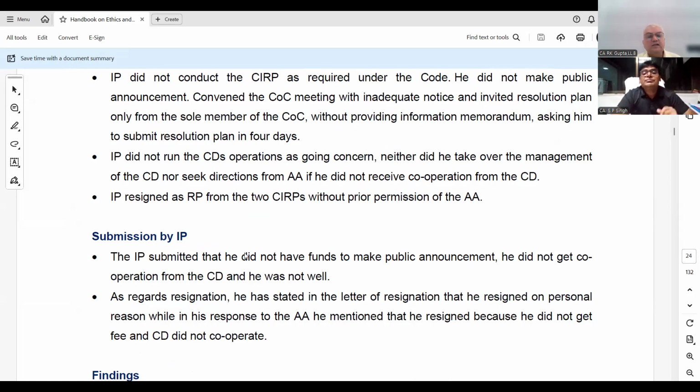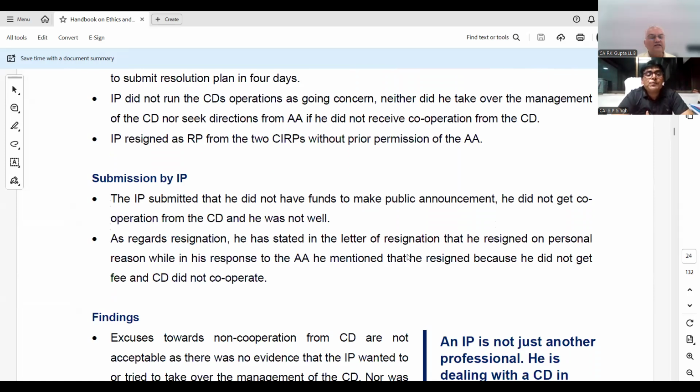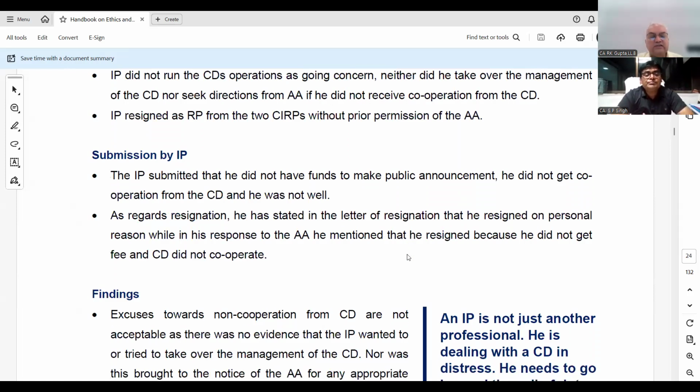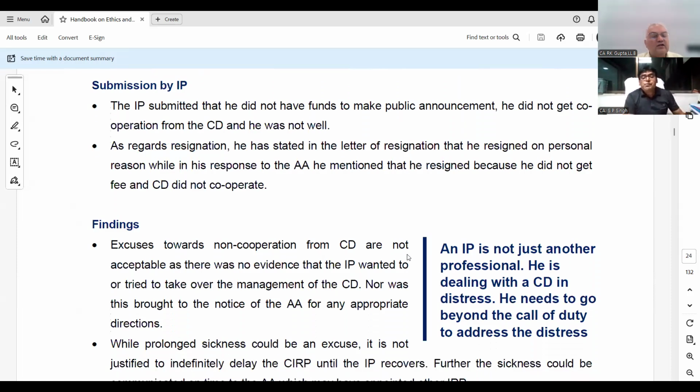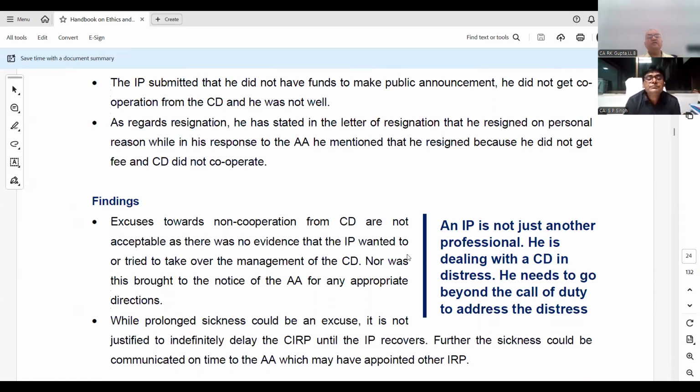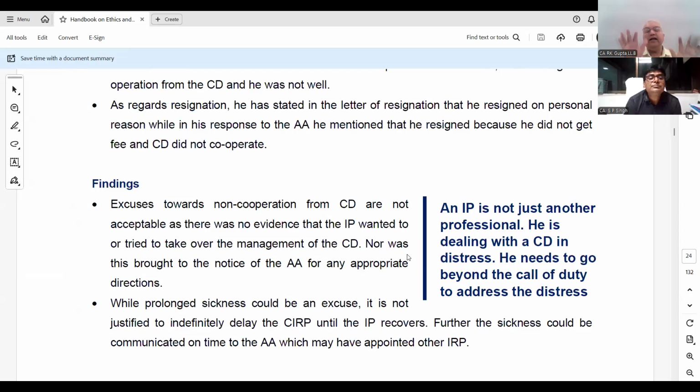So submission by the IP, this we have done. So findings, excuses towards non-cooperation from CD are not acceptable, as there was no evidence that the IP wanted to or tried to take over the management of the CD. So you have to maintain adequate documentation also. So if you are alleging that management is not cooperating, you have to maintain documentation whether you have tried, nor was this brought to the notice of the AA for any appropriate directions. Because in section 19(2), you can seek directions from the adjudicating authority.